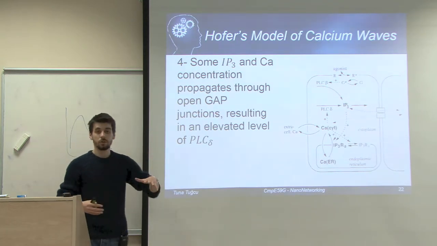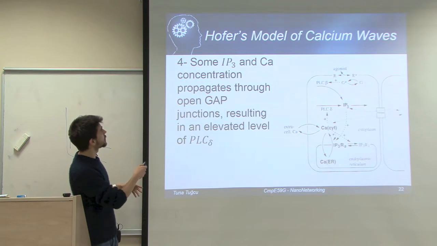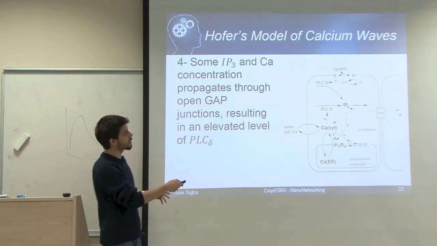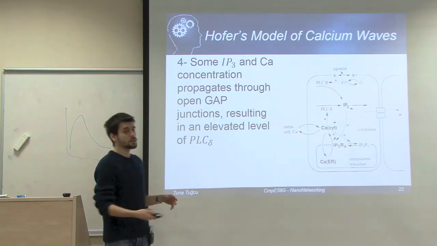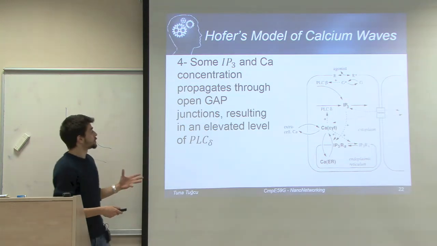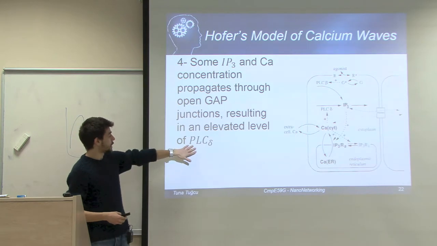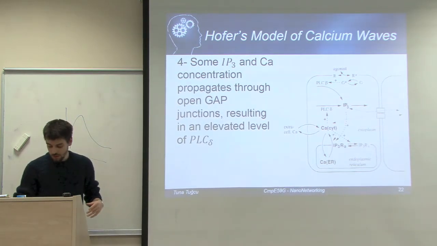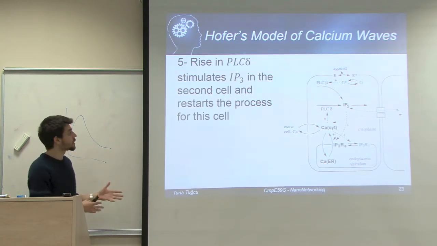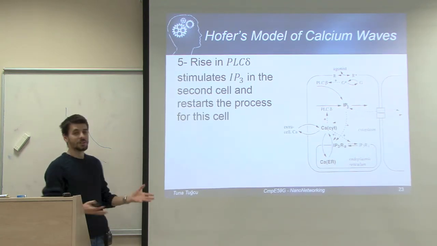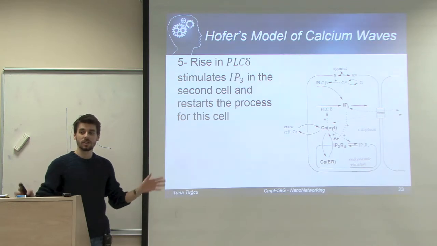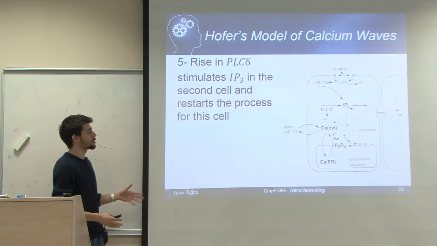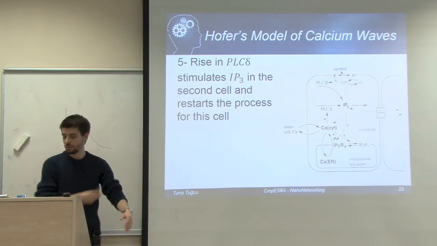How does the wave propagate? Some IP3 and calcium ions propagate through these channels. These are gap junctions, of course, to the second cell and stimulate another protein called PLC gamma in the second cell. So the rise of the level of PLC gamma in the second cell stimulates IP3 again, and IP3 is released again in the second cell, and the whole process restarts in the second cell. So another calcium wave is produced in the second cell.